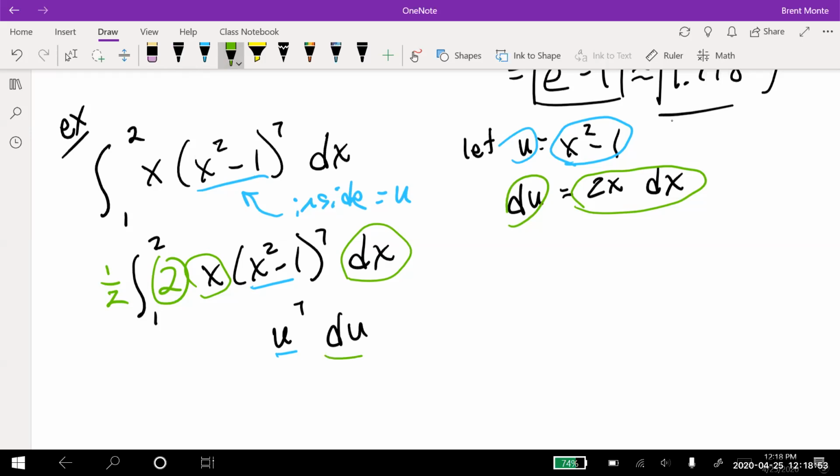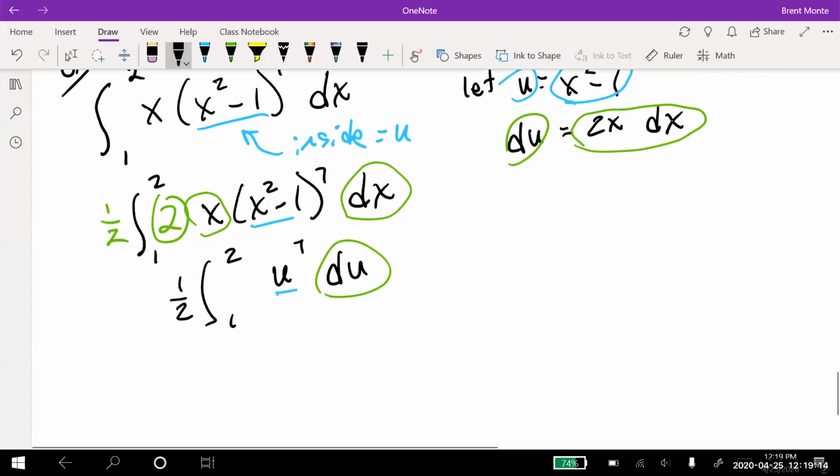Should I circle that in green? I still have on the outside that 1/2, so it's still 1/2 times the integral from 1 to 2 of u to the 7th du. Everything else got replaced out. And so I go to that next step. Let's integrate that. So now it's u to the 8th. So now I have a 1/2. That becomes a u to the 8th. I have to multiply by the reciprocal, 1/8. And then I'm integrating from 1 to 2.